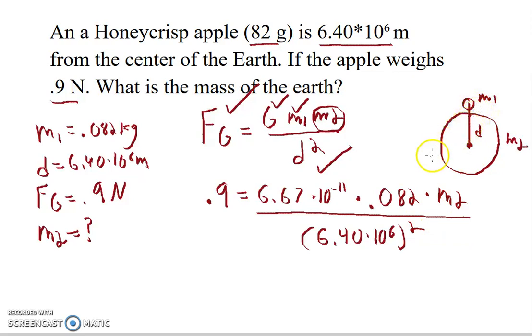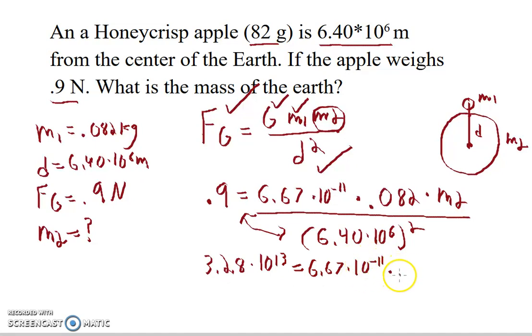We're just careful. So the first thing we're going to do is multiply both sides by the denominator right here, the 6.4 times 10 to the 6 squared. Be careful that you carry through the square. So what is this going to be? It's going to be 3.28 times 10 to the 13 is equal to 6.67 times 10 to the negative 11 times 0.082 times M2.